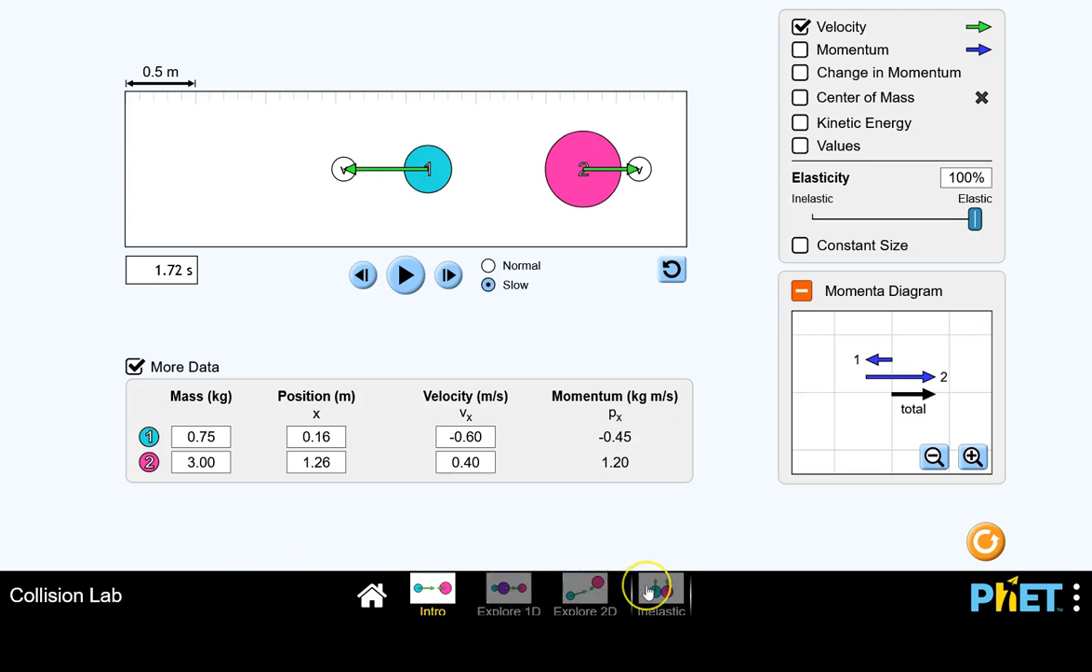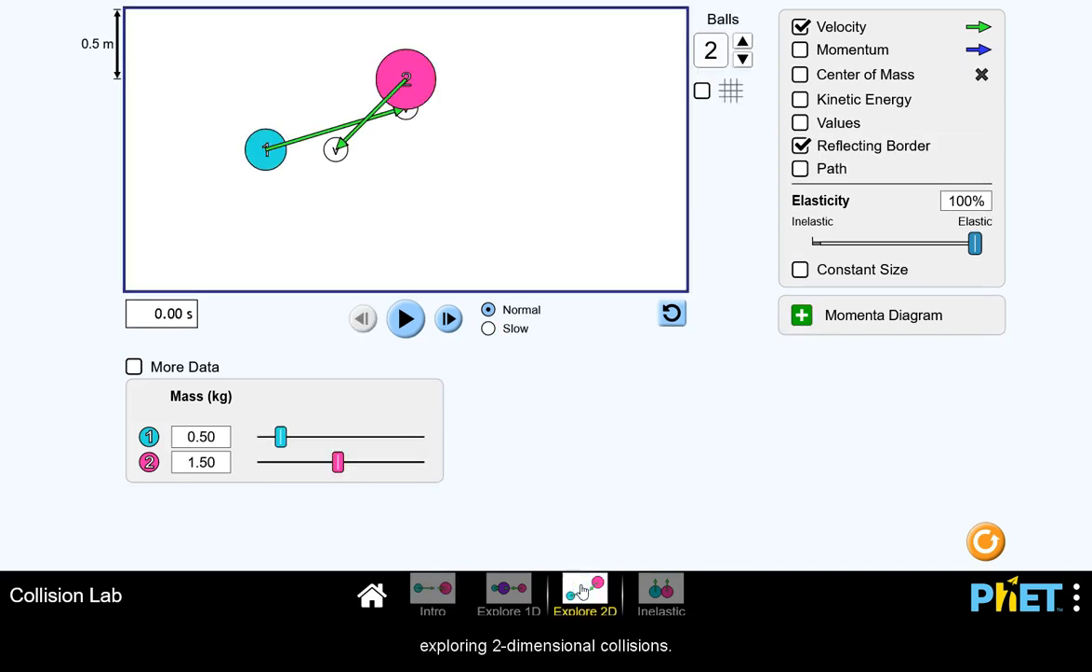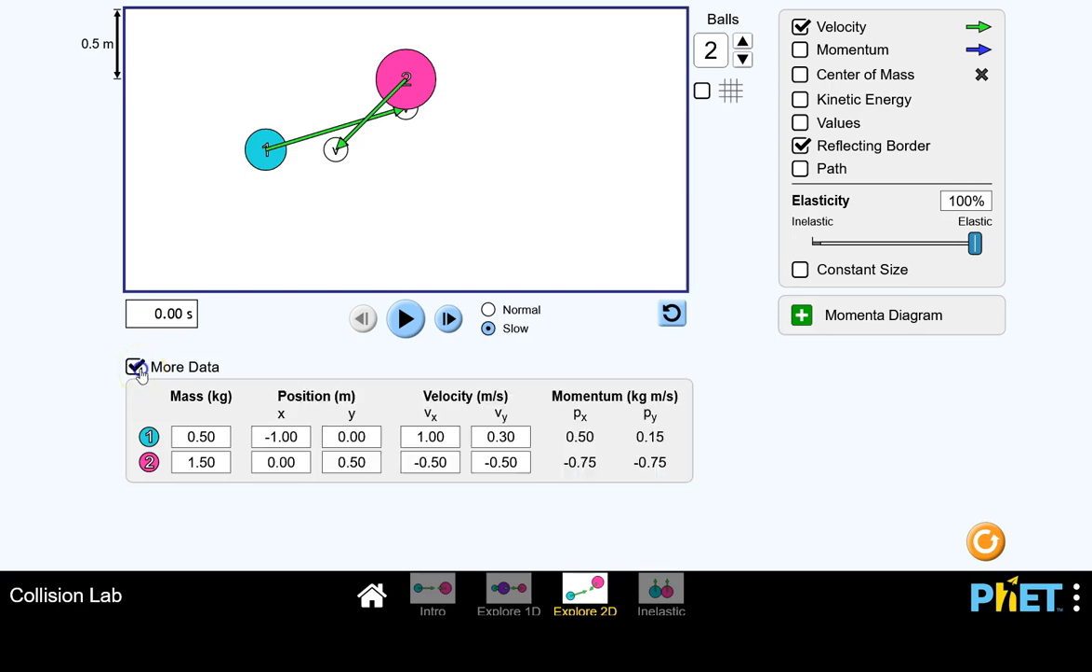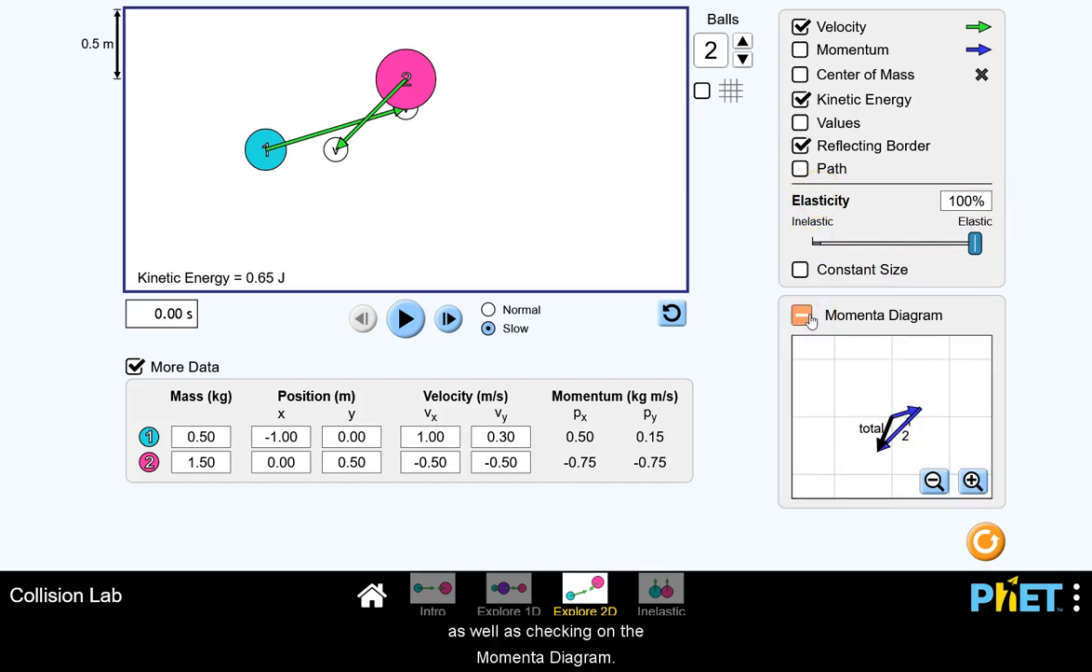There are other modes of the simulator. Perhaps the most important is exploring two-dimensional collisions. In this exploration, it is still recommended that you change the simulator to run slow and you click the box More Data for more precise initial input. You can once again check such things as calculating total kinetic energy of the system, changing elasticity if you wish, as well as checking on the momentum diagram.